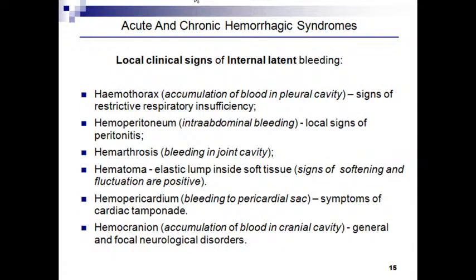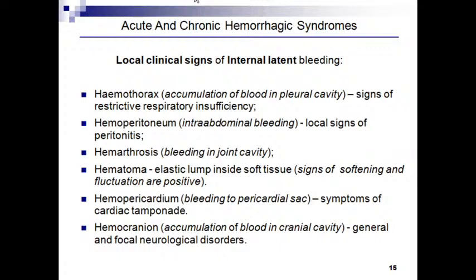Local clinical signs of internal latent bleeding depend on localization also. You know, internal cavities and internal spaces can contain blood. If blood accumulates in the pleural cavity, the patient has hemothorax. Hemothorax is an accumulation of blood which causes signs of restrictive respiratory insufficiency due to squeezing of lung parenchyma.